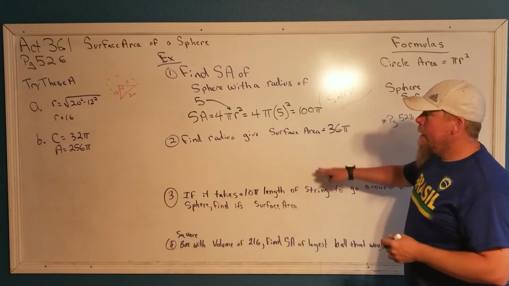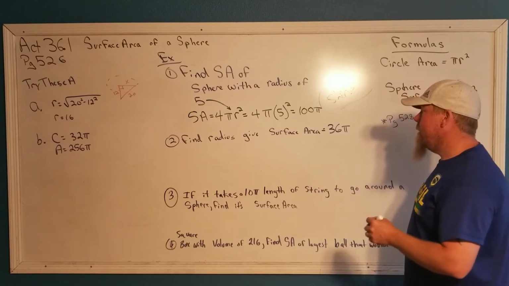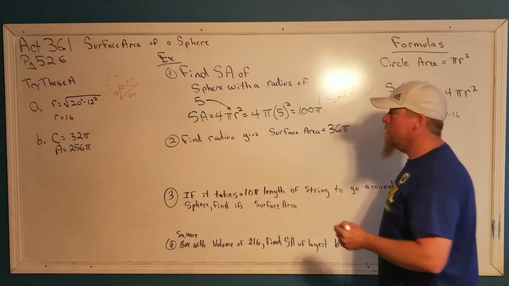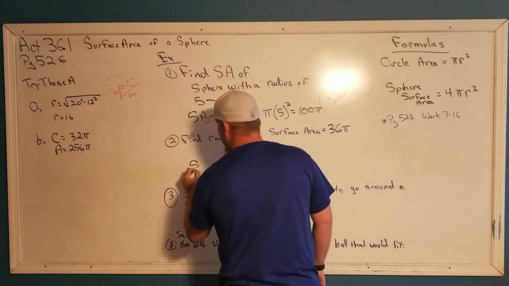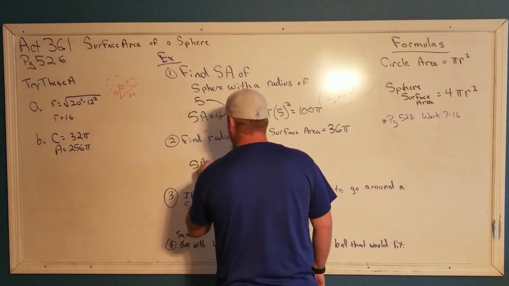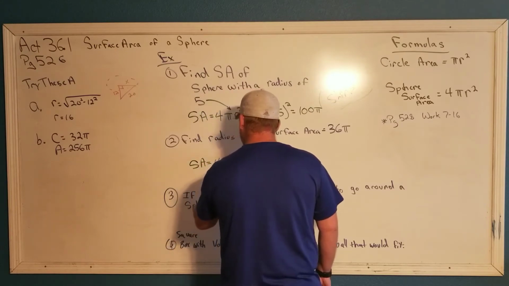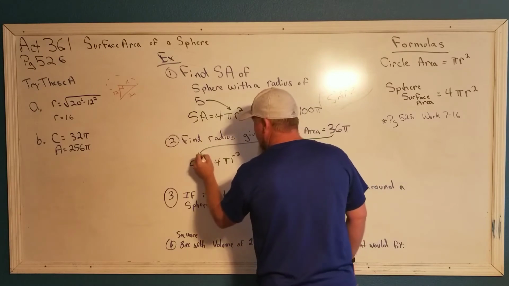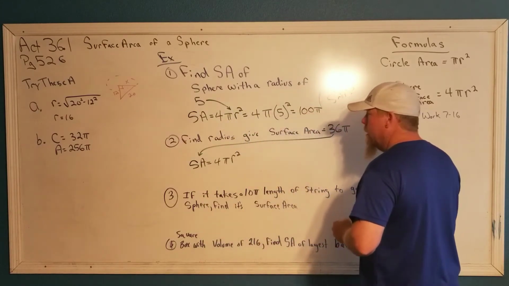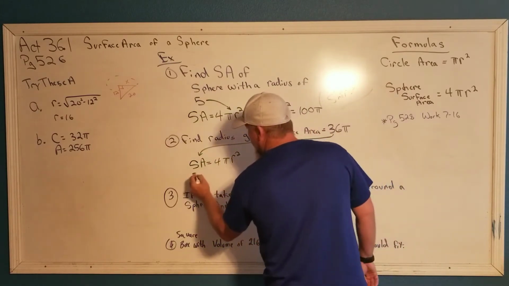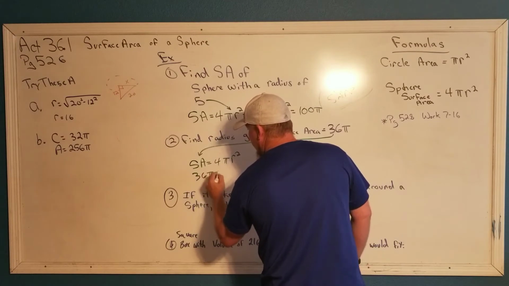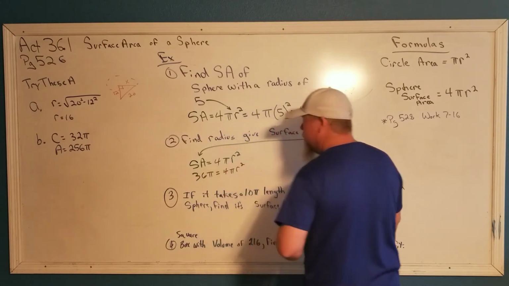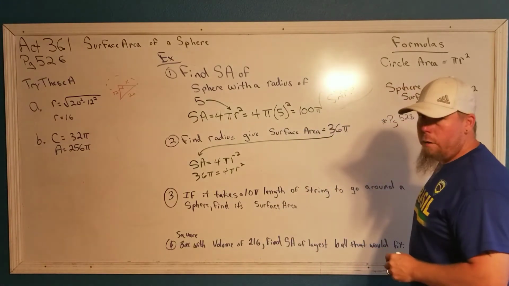All right, second question. Find the radius given the surface area, okay? This doesn't change the way we're going to start the problem. We're still going to start with the formula, surface area equals 4 pi r squared. The difference is we're going to plug into a different spot. We're going to plug in for the surface area. So I'm going to rewrite this as 36 pi equals 4 pi r squared, and we're going to solve for r.